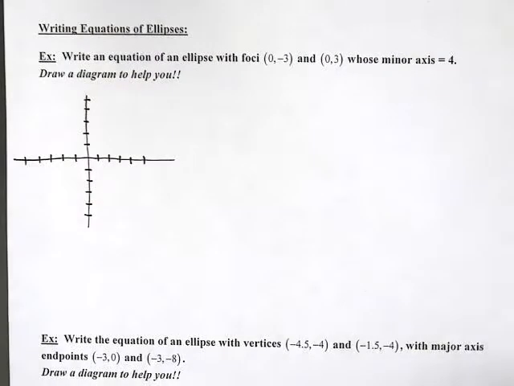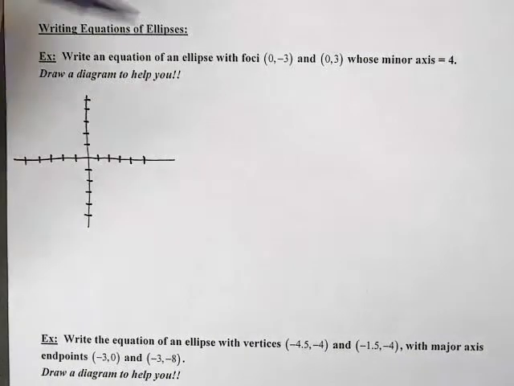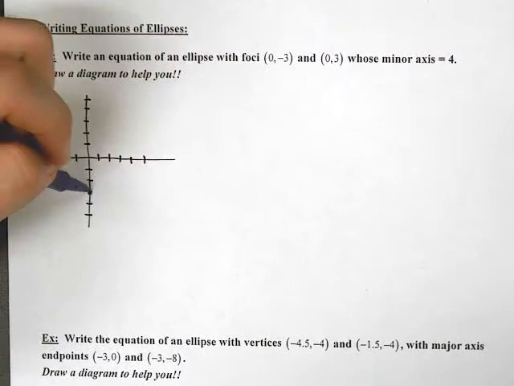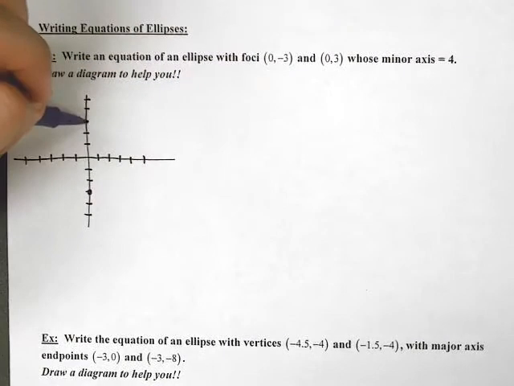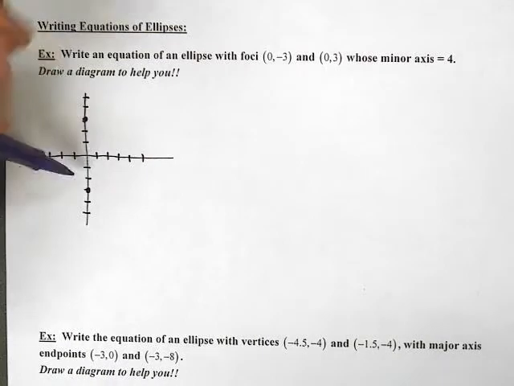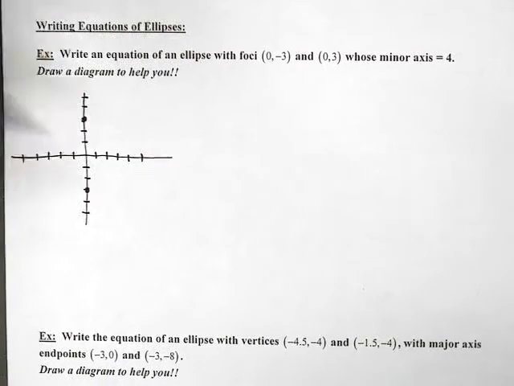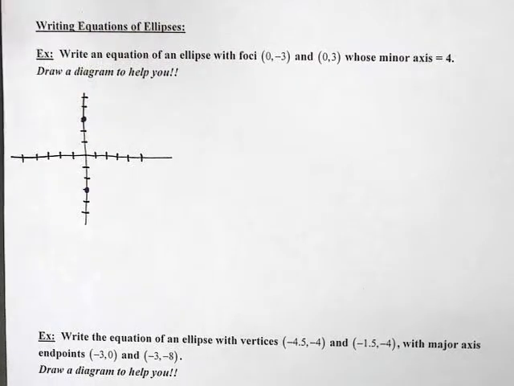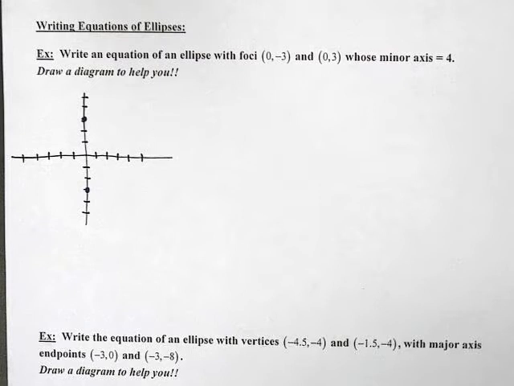Okay, let's start putting some of this together. So this is telling us that our foci are at (0, -3) and (0, 3). That definitely tells me that I'm centered right here at the origin, right? It's the direct middle between these foci. All right, so that's great.